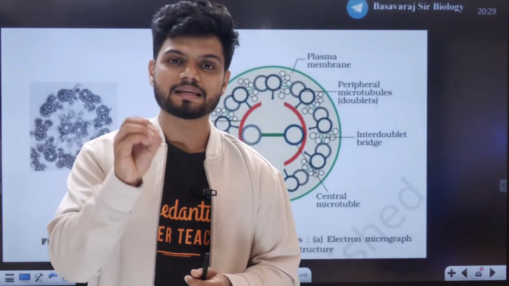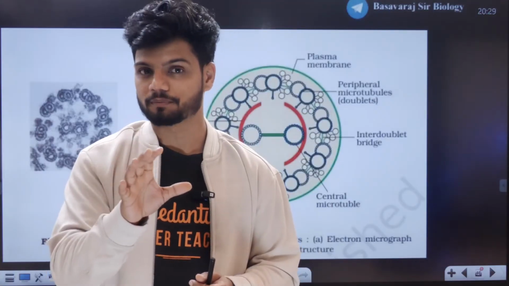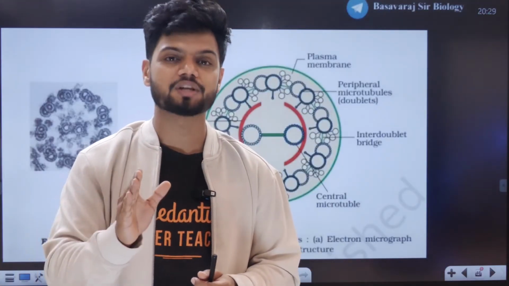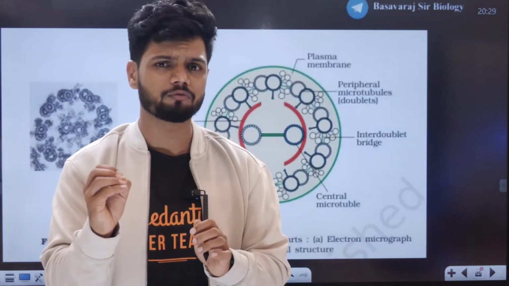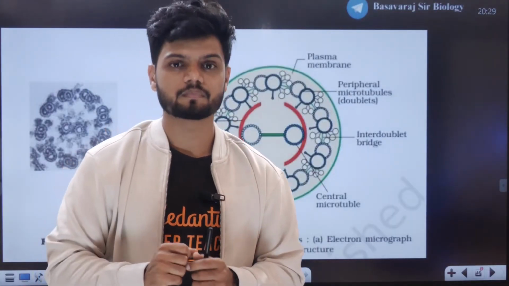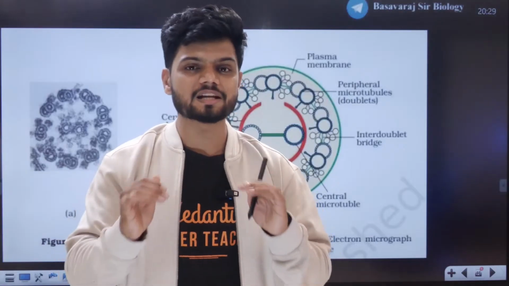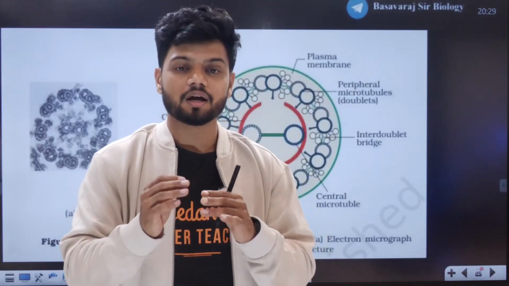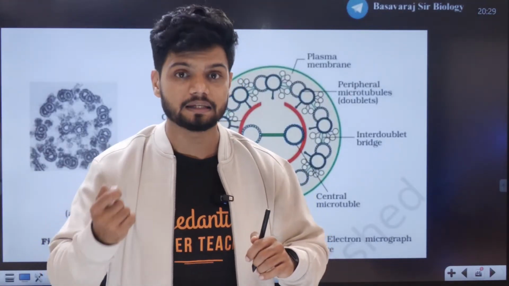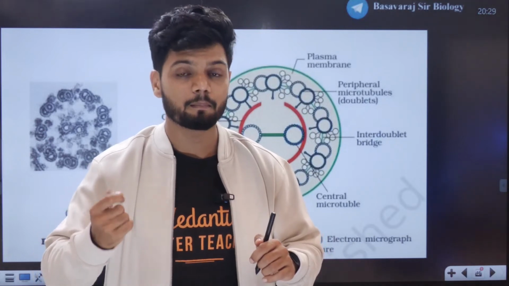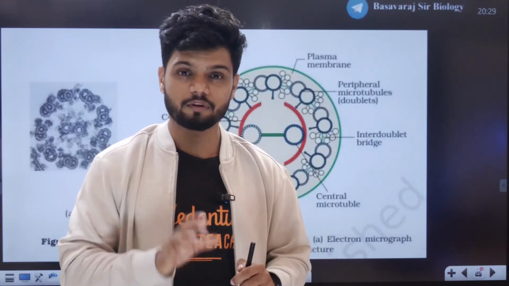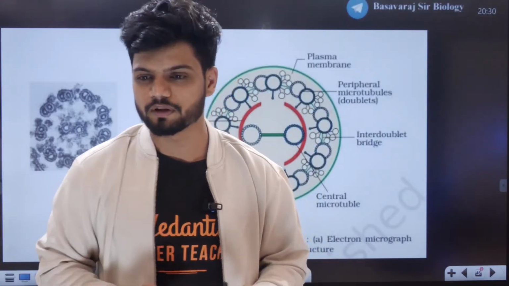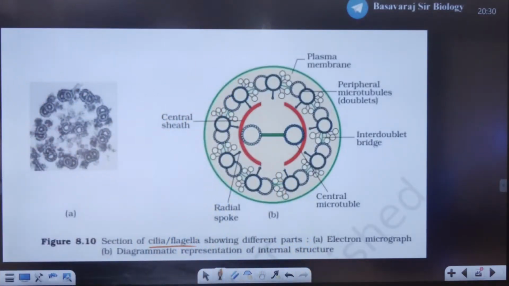Okay. Now cilia and flagella, students, understand very carefully. The entire structure of cilia and flagella is made up of a cytoskeleton called microtubules. Made up of microtubules. Very important, understand. Listen to me very carefully, students, all of you.